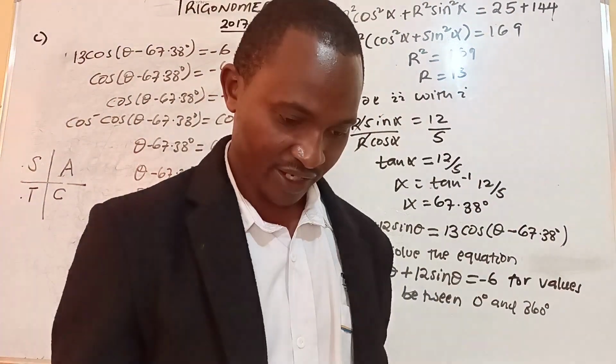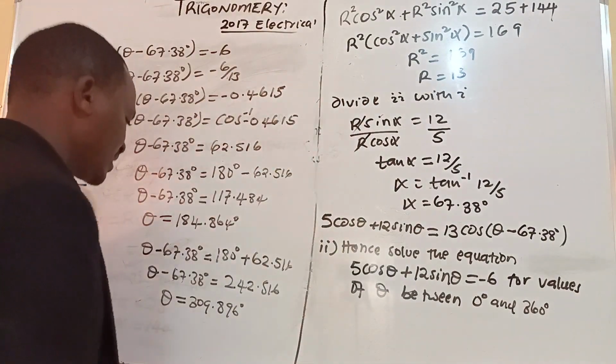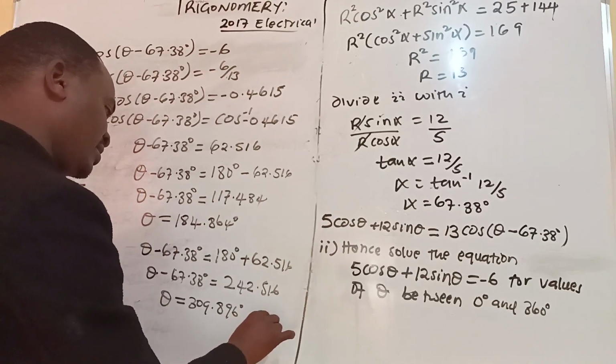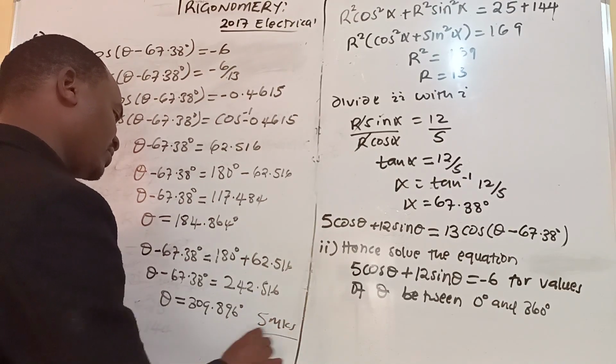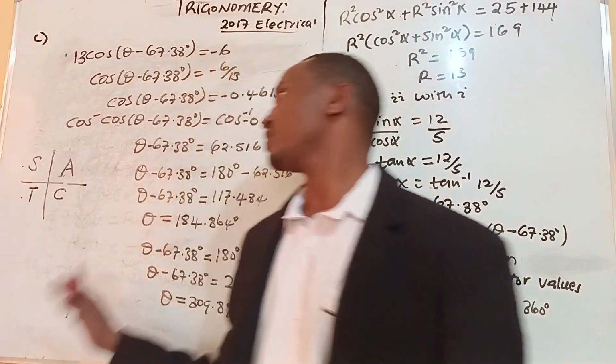I think we have done a complete question for electrical engineering. This is 5 marks, diploma. So that is a total of 20 marks. That's quite useful to help you revise trigonometry.